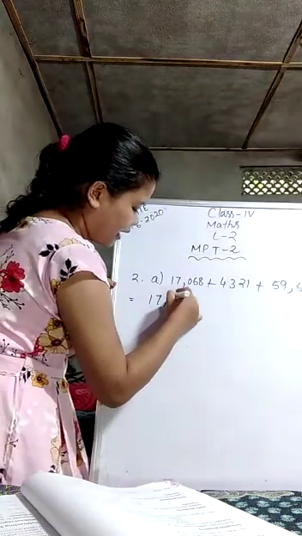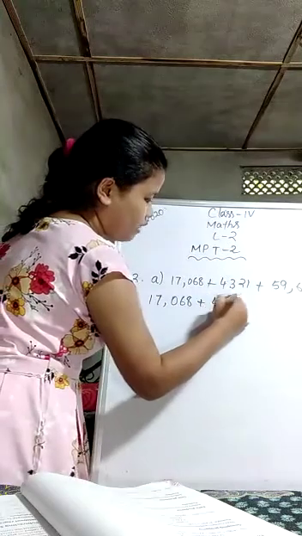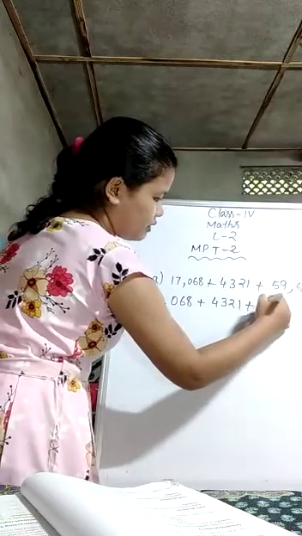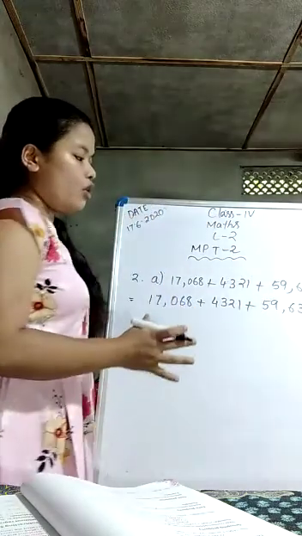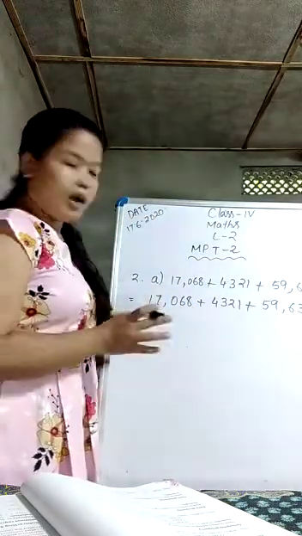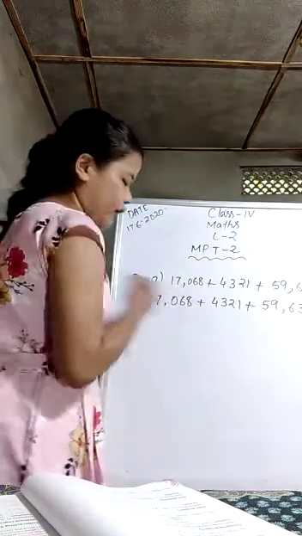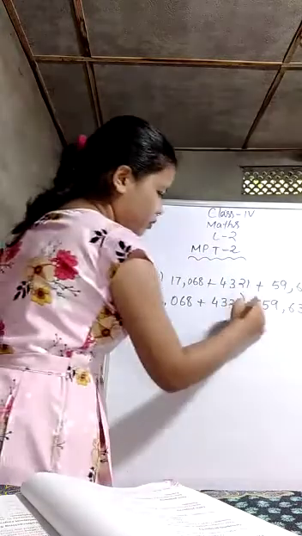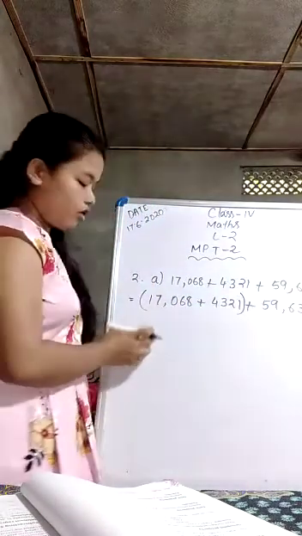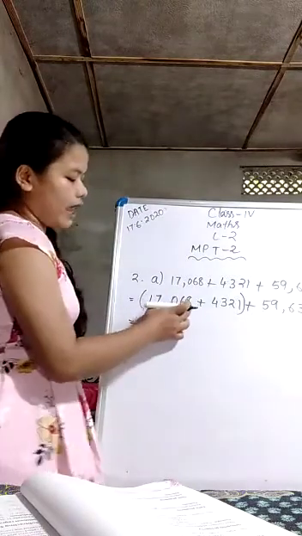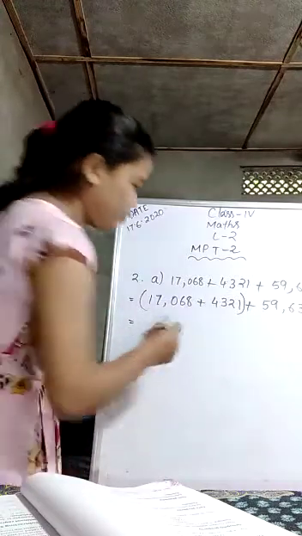So first we will write in rows. 17,068 plus 4,321 plus 59,632. Grouping property means we have to add 2 numbers at first. We will add any 2 numbers and group them. Let's first group the first one and second one. So we are giving a bracket. First we will add 17,068 and 4,321.